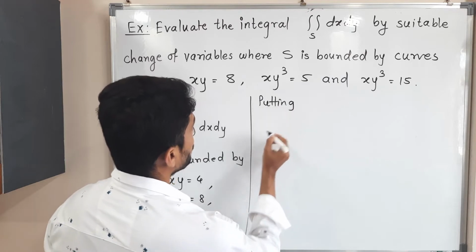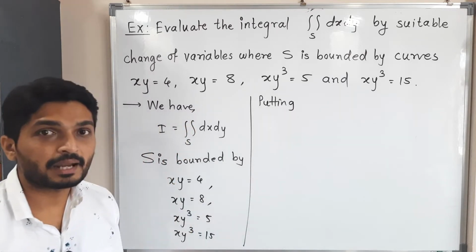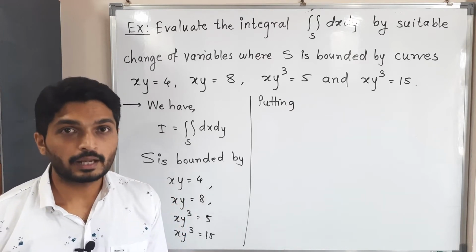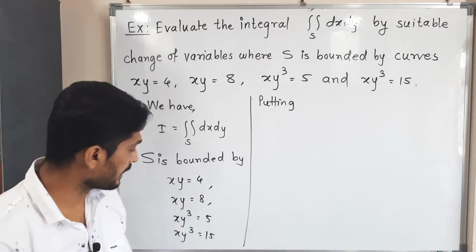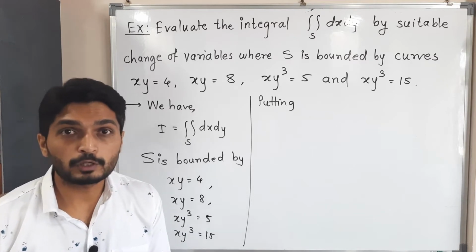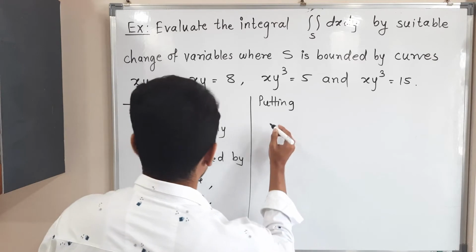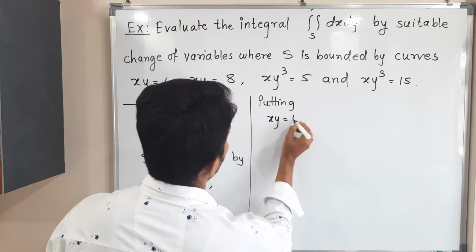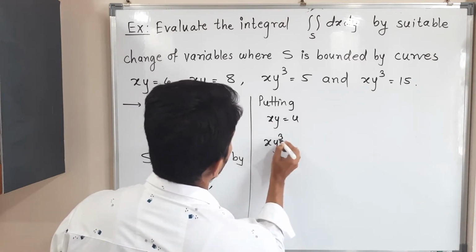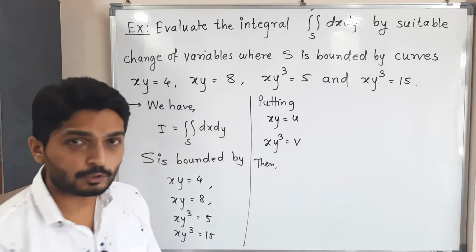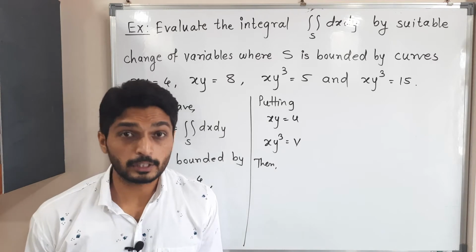See what I will do. You can see there is a pattern. For the first two equations we have xy and in the last two equations we have xy cube. So that's why I'm going to put xy is equal to u and xy cube is equal to v. So our first task is to calculate the Jacobian, but it is difficult to calculate the Jacobian in this case.